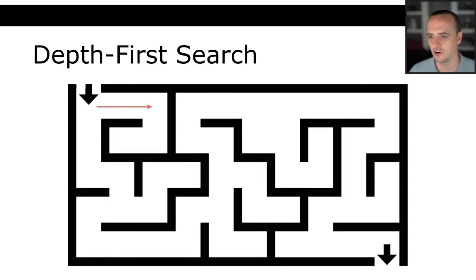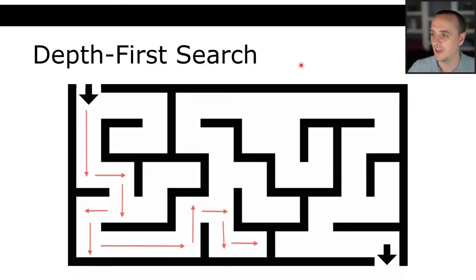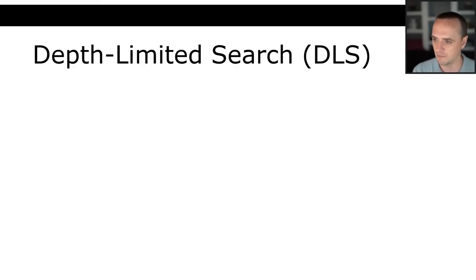Here's how depth first search works in practice when you're solving a maze. You're going to go as deep as possible, and then when you hit an endpoint, you're going to back up and then go as deep as possible in another way, and then back up and go as deep as possible in another way, and then back up. Okay, so that's what depth first search does. It's a property of low memory.